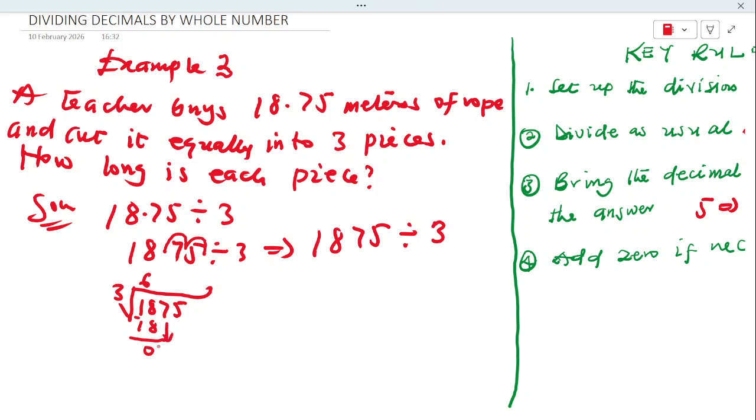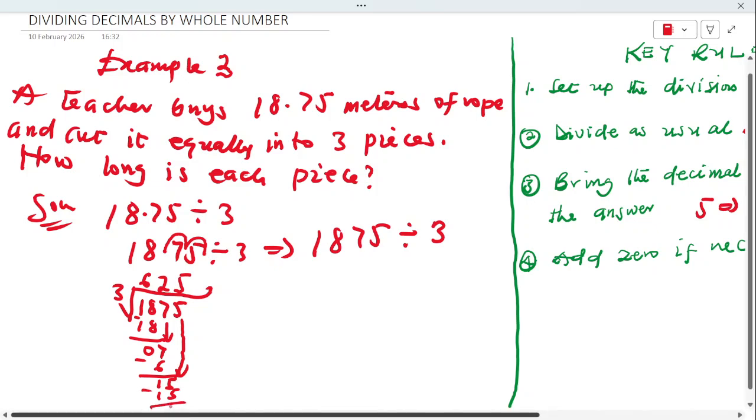Bring down your 7. 3 goes into 7 2 times. 3, 2, 6. Do your subtraction. 7 minus 6, 1. Bring down your 5, because 3 cannot go into 1. You add your 5 to it, making 15. 3 goes into 15 how many times? 5 times. 3, 5, 15. So you do your subtraction, you get what? 0. Now, after getting 0, we know that we have arrived at our answer to the long division problem.